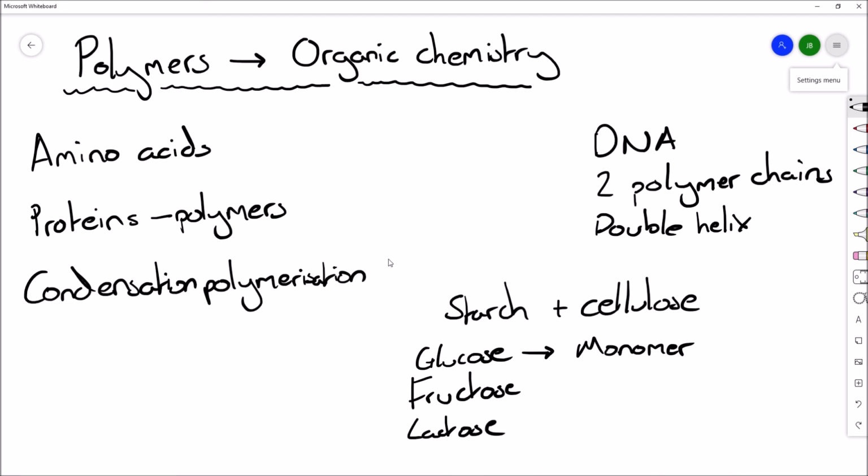You don't need to go into a massive amount of detail about it. You just need to appreciate. And furthermore, these also go via a condensation polymerization. It seems to be addition polymerization is mainly, not always, but mainly for synthetic.